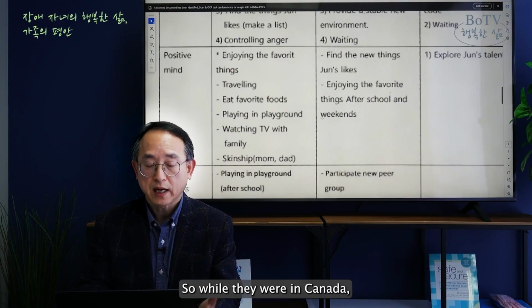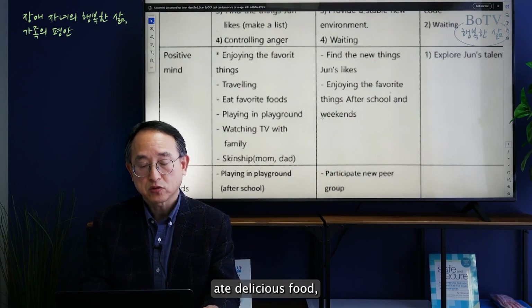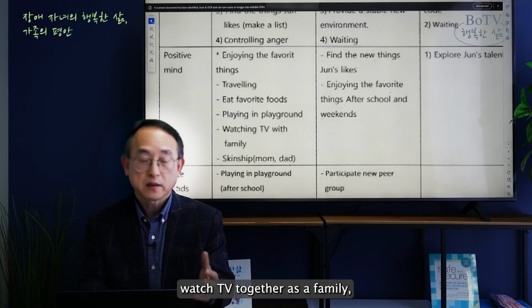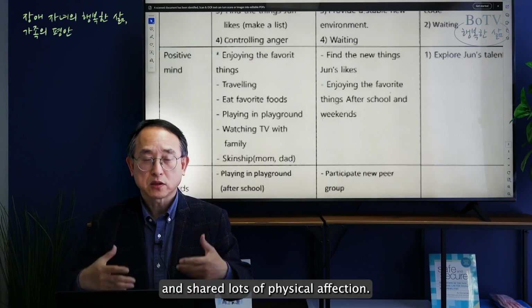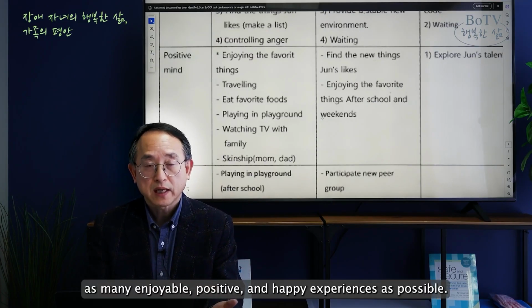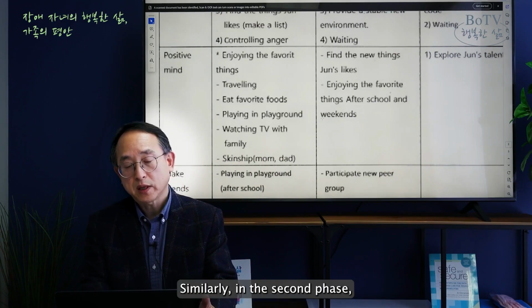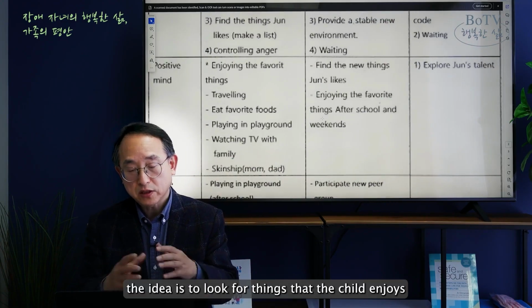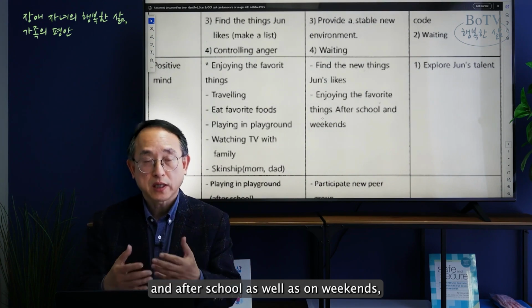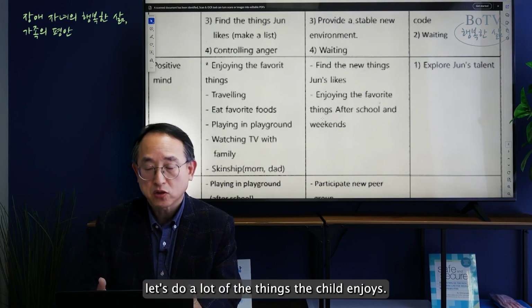So while they were in Canada, they traveled a lot, ate delicious food, had fun at playgrounds, watched TV together as a family, and shared lots of physical affection. Basically, they decided to give their child as many enjoyable, positive, and happy experiences as possible. Similarly, in the second phase, the idea is to look for things that the child enjoys. And after school, as well as on weekends, let's do a lot of the things the child enjoys.